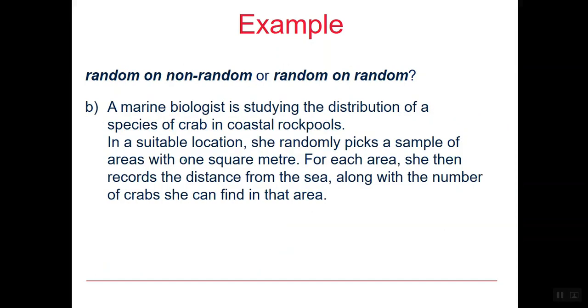A marine biologist is studying the distribution of a species of crab in coastal rock pools. In a suitable location, she randomly picks a sample of areas with 1 square meter. For each area, she then records the distance from the sea along with the number of crabs. So there are two variables, the distance from the sea and the number of crabs. Because again she has randomly selected the areas and neither the distance from the sea or the number of crabs have been controlled, this is random on random.